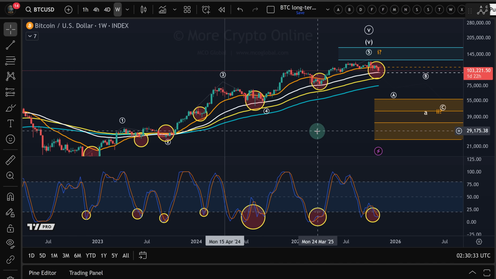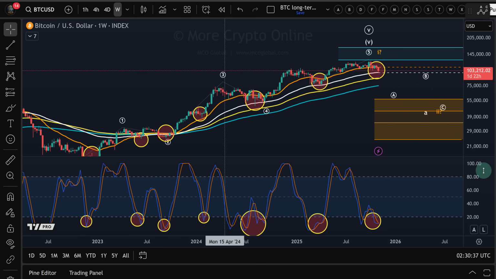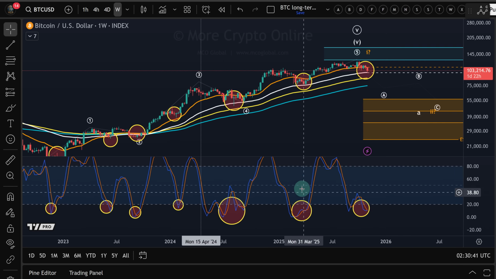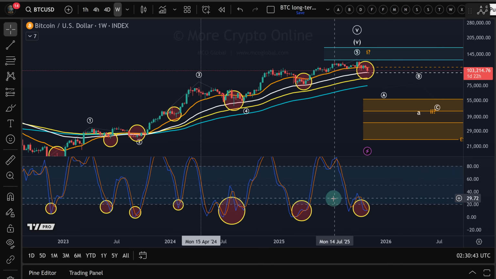But before we dive into that, I wanted to show you here on the relative strength. No, sorry, it's not the relative strength index. It's the stochastic RSI. I wanted to show you here how the stochastic RSI is oversold on the weekly.